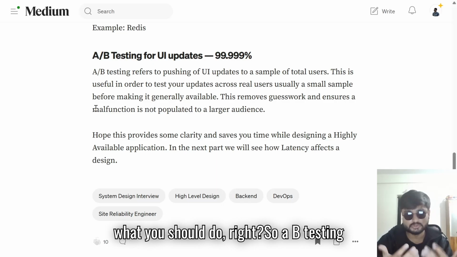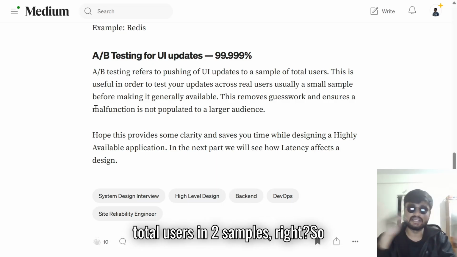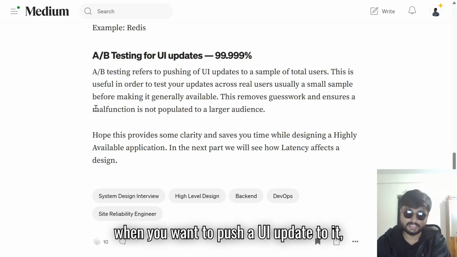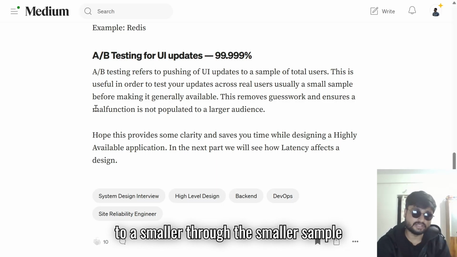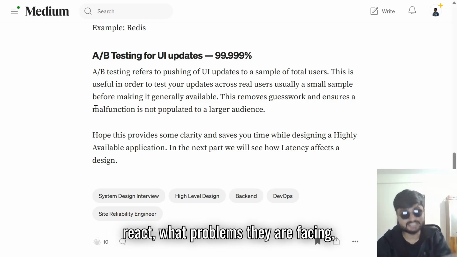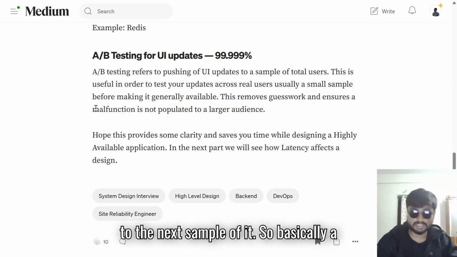So what you should do, right? A/B testing means basically division of the total users into two samples, right? So sample A and sample B, correct? Now, when you want to push a UI update or a new feature, you send the feature to the smaller sample of the total users, right? See how they react, what problems they are facing, solve them, make the application or the feature stable, right? And then move to the next sample of it.